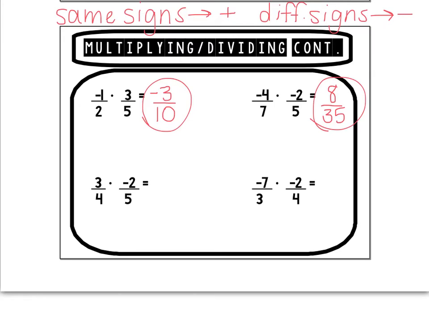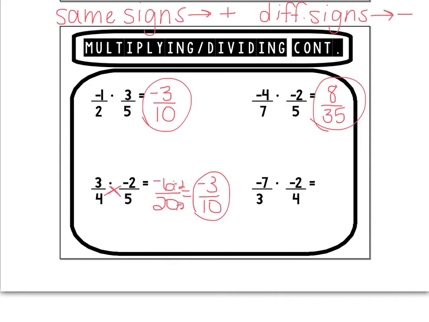Top times top gives us -6. Bottom times bottom gives us 20. We can reduce. We get -3/10. And again, you could have reduced at the beginning as well, whichever you prefer.